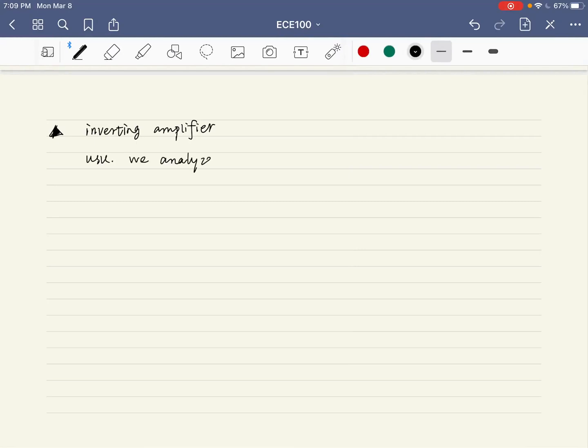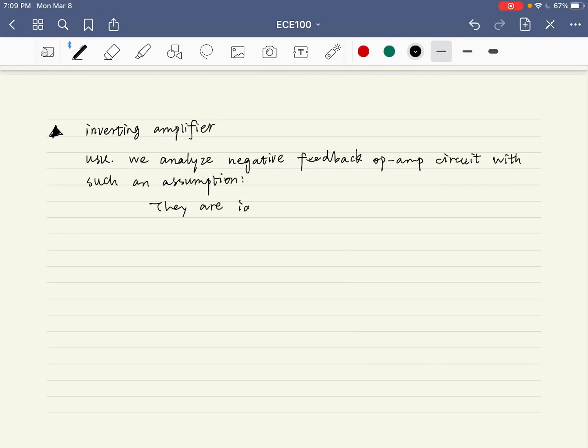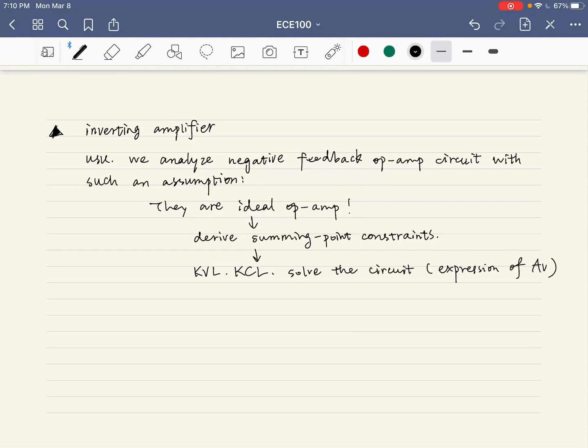So usually, we analyze negative feedback operational amplifier circuits with such an assumption. They are ideal operational amplifier. This is usually accurate. And then from the characteristics of ideal amplifiers, we can derive summing point constraints. Then applying KVL, KCL, we solve the circuit and get the expression of AV. To summarize, the first step should be verifying if a negative feedback exists. The second step is write down the summing points constraints. Step 3 is to apply what we know about solving a circuit and get it done. Let's go through the step one by one.